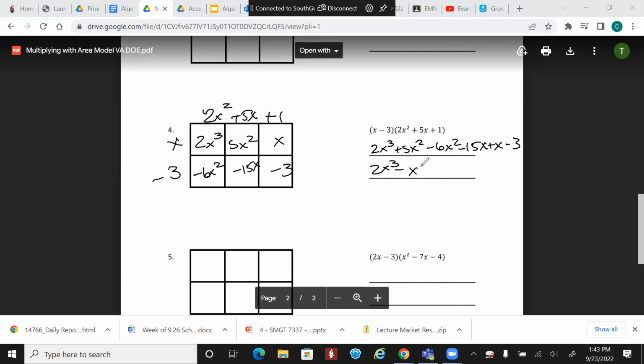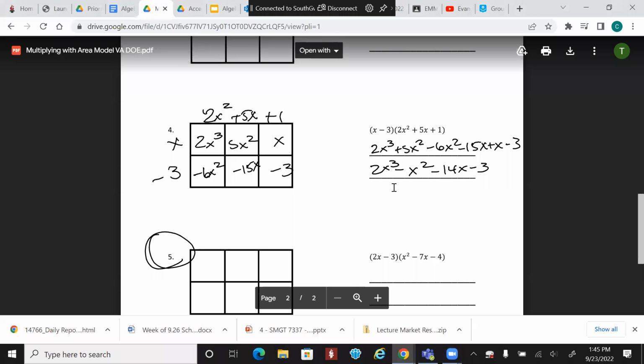So that's going to give me 2x cubed minus x squared minus 14x minus 3. The last one we're going to do is number 5. Go ahead and take a moment, try that one on your own.